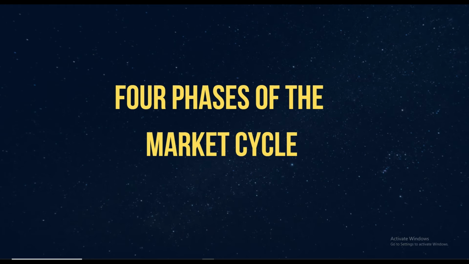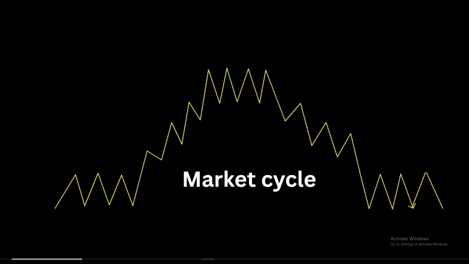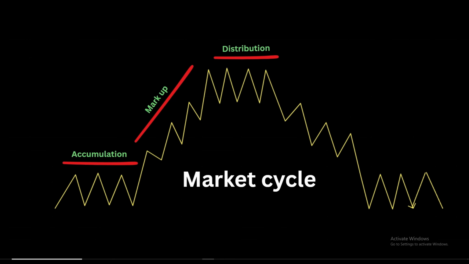The 4 phases of market. Market movement is never linear, as you all know. It always goes in up and down movement. Each stock at any given point of time will be in any one of the 4 stages or phases as shown here. Stage 1 is the accumulation phase, stage 2 is the markup phase, stage 3 is the distribution phase, and stage 4 is the markdown phase.